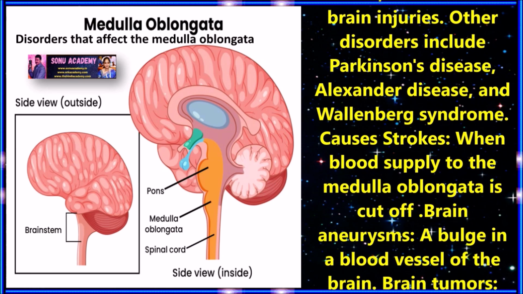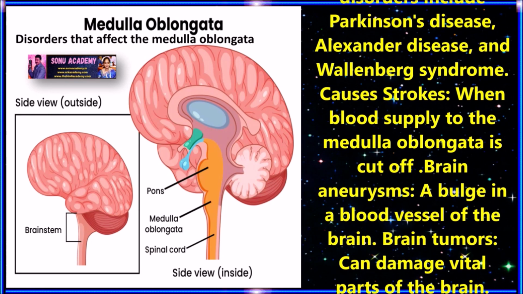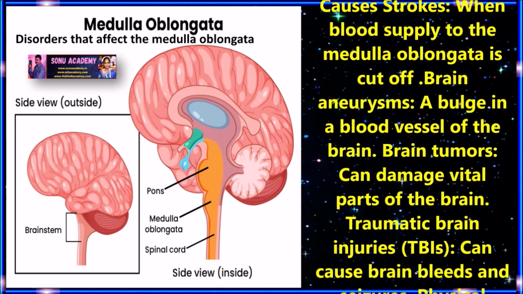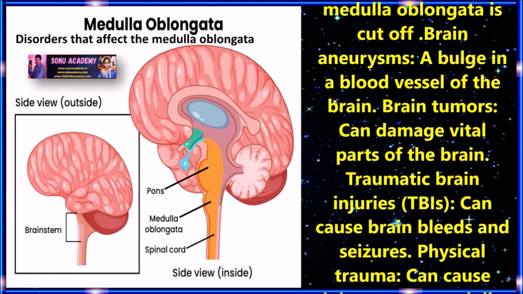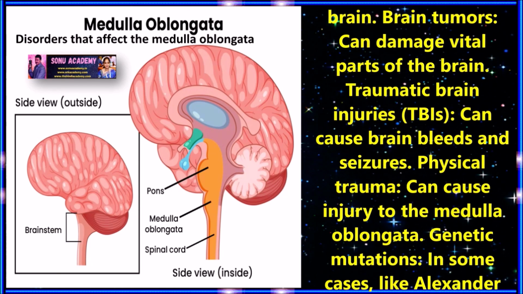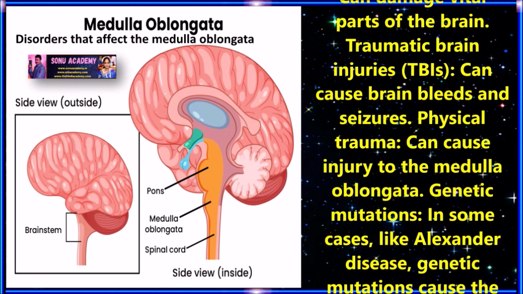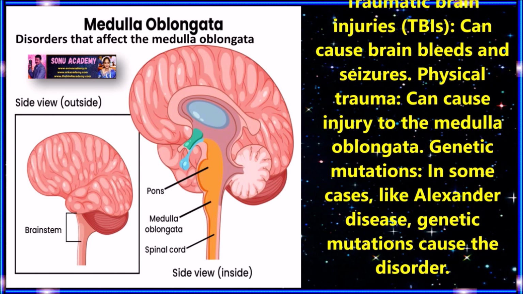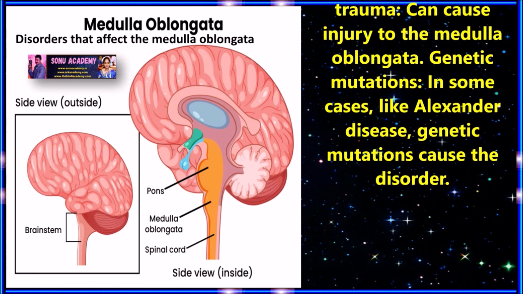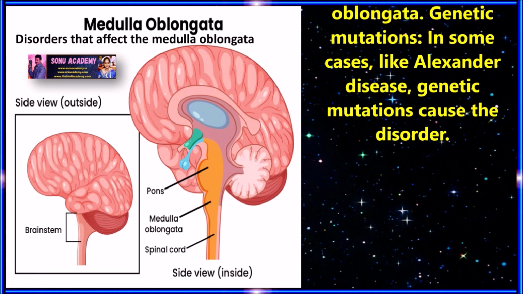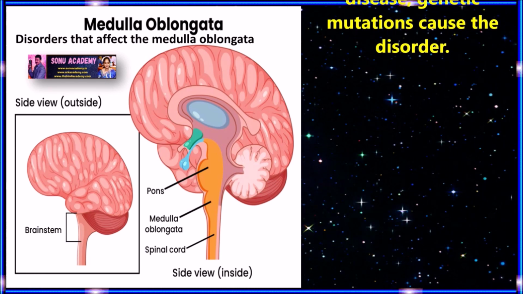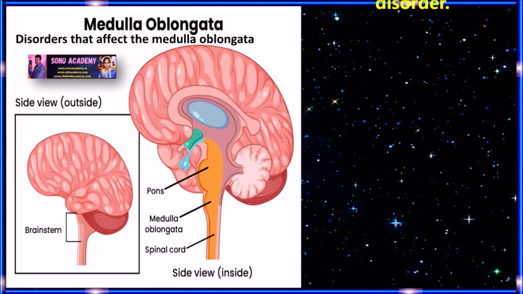Causes are stroke, which means the blood supply to the medulla oblongata is cut off; brain aneurysms, a disorder caused by a block in a blood vessel of the brain; and brain tumors, which can damage a vital part of your brain. Traumatic brain injuries can cause brain bleeding and seizures, and physical trauma can cause injury to the medulla oblongata. In some cases, like Alexander disease, genetic mutations cause these disorders.